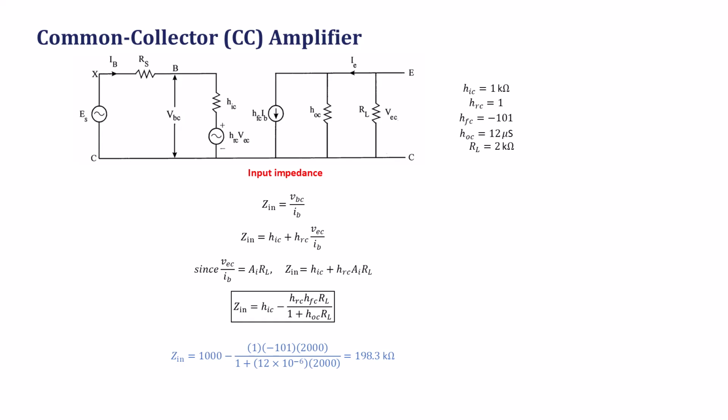Zin equals HIC minus HRC HFC RL all divided by 1 plus HOC RL. Now let's plug in numbers.